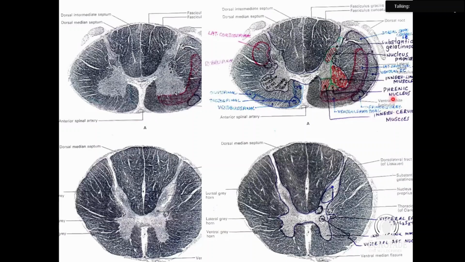Now, just looking at this, you'll be able to note that both ascending and descending tracts are within areas of the spinal cord, but they are sort of separated functionally. So there's a functional separation.